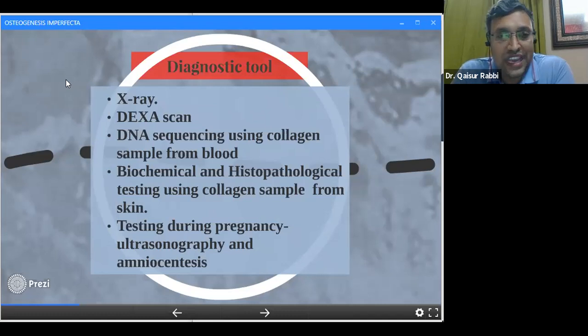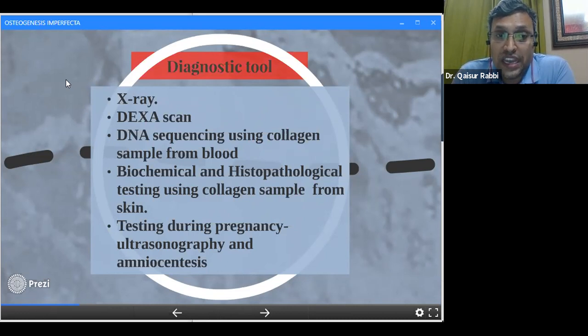We can also use DEXA, though a DEXA scan sometimes can be misleading, because the DEXA machine that we use, dual energy X-ray absorptiometry, is set up for patients above 18 years or more. And so when we go for a DEXA scan in children of 1 to 2 years or 5 years, that machine sometimes gives a false result.